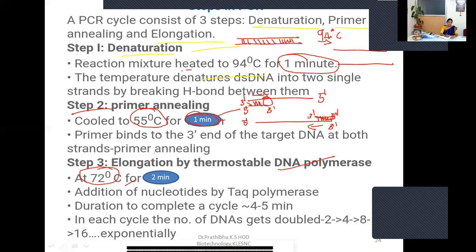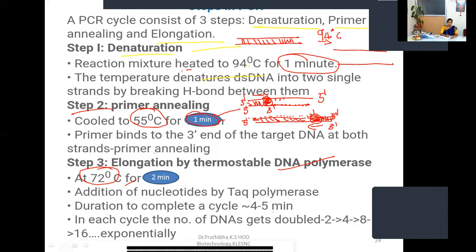Once it binds, this Taq DNA polymerase keeps on adding the individual nucleotides according to the template DNA. Hydrogen bonds can also be seen over here. As the Taq DNA polymerase moves, it reads the nitrogenous bases present here and keeps on adding the individual complementary dNTPs according to the template DNA molecule. That will be within how many minutes? 2 minutes. The duration to complete a cycle is 4 to 5 minutes.